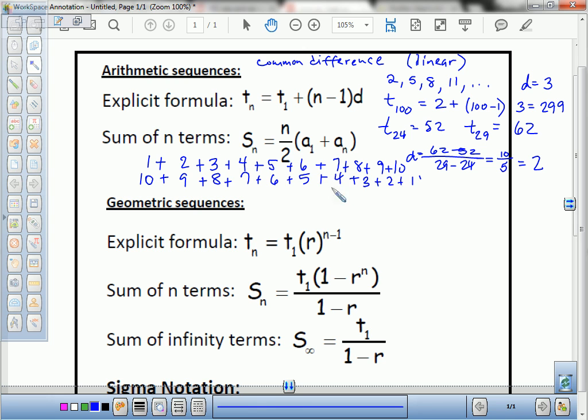And he noticed that if you do that, what are all the sums? 11. How many 11s do we get? 10 of them. We get 10 11s. But instead of just adding up 1 to 10, I added up 1 to 10 plus 10 to 1. So I added it twice, so he divided it by 2. So it's 10 times 11 divided by 2. And so he figured out the formula: the number of terms divided by 2, times the first one plus the last one.